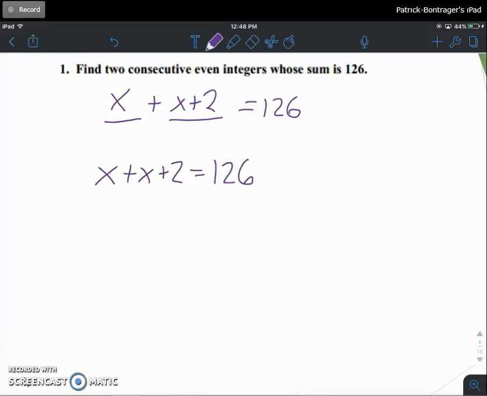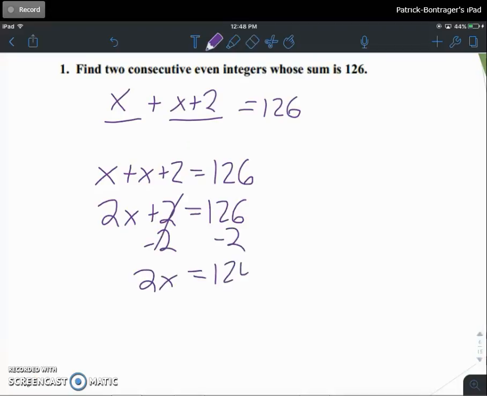Combine our like terms on the left. x plus x is 2x. So I get 2x plus 2 equals 126. And then I'm just going to solve it like we've been solving an equation. I'm going to subtract 2 from both sides. And I'm going to get 2x equals 124. Then I'm going to divide by 2 and divide by 2.